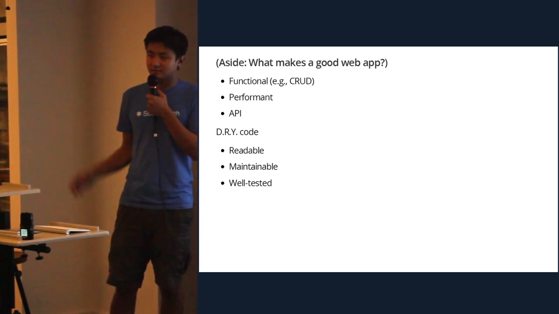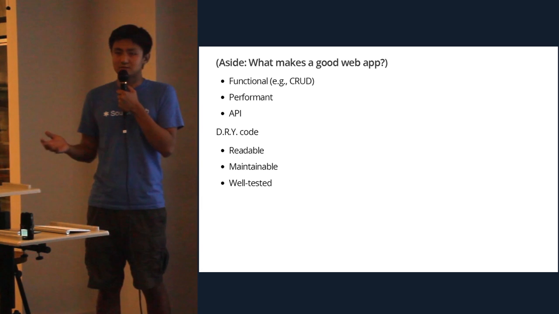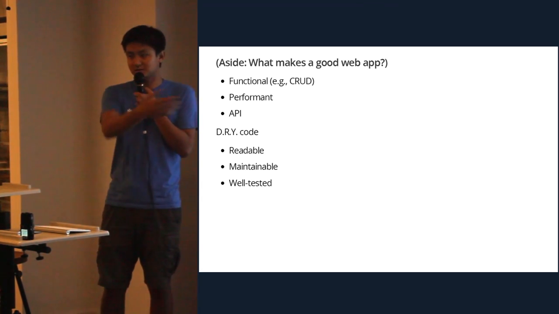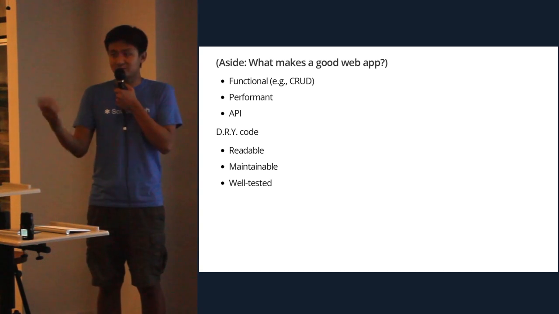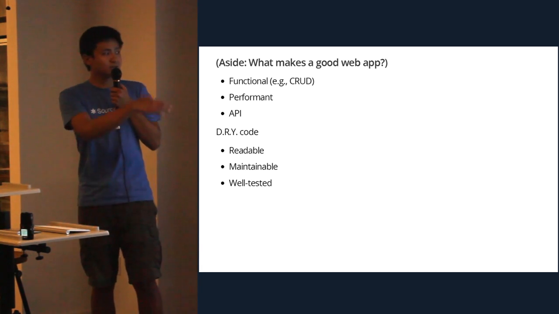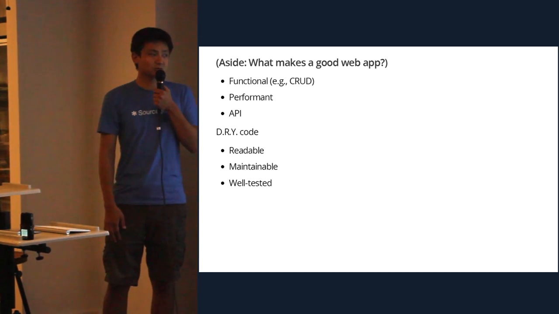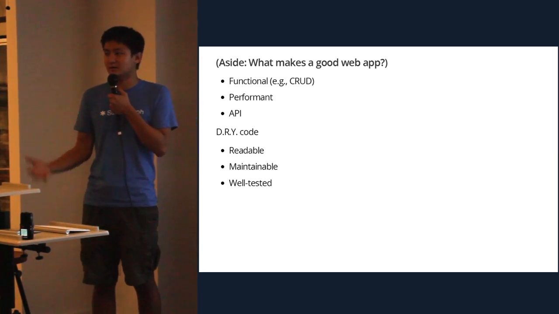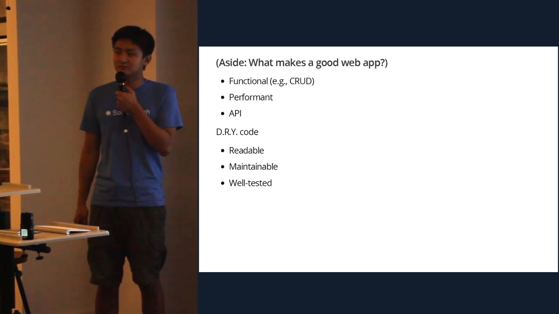And a quick aside, in general, what makes a good web application? Obviously, it needs to be functional, it needs to support the functionality that I just showed, or whatever the spec is. It needs to be performant. It'd be nice if there was an API to interact with it. But more importantly, how should the code be structured? One high level principle is DRY, or don't repeat yourself.